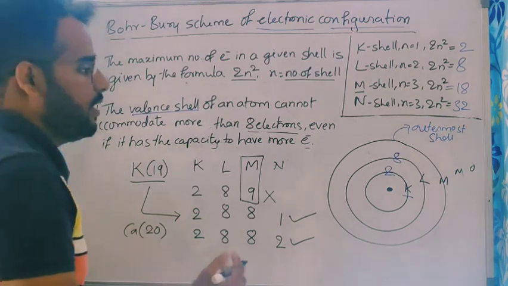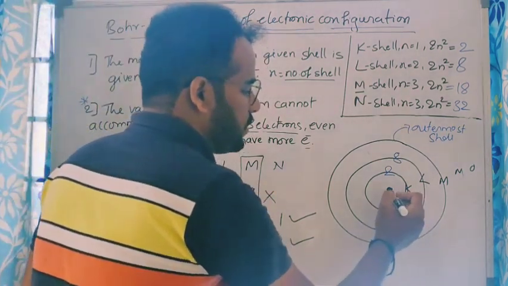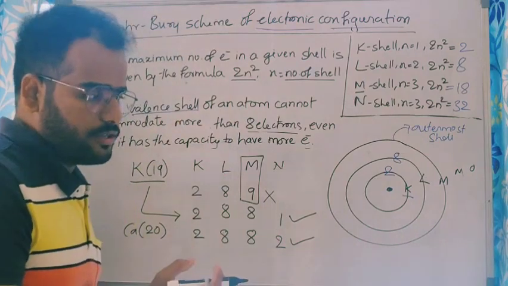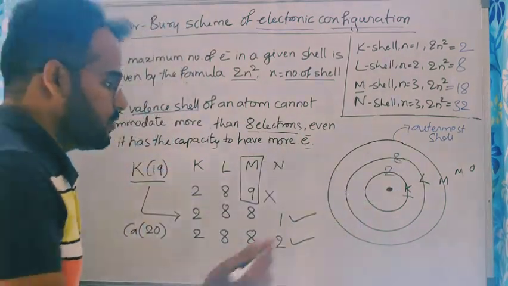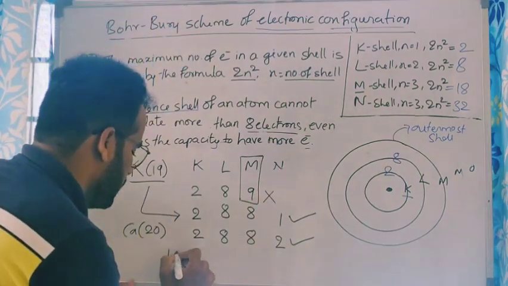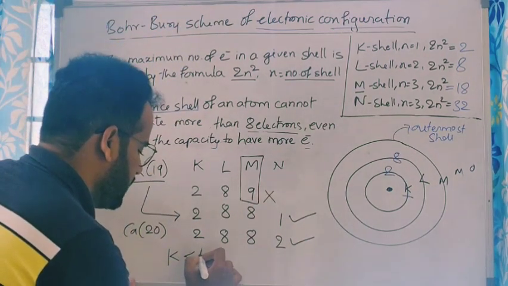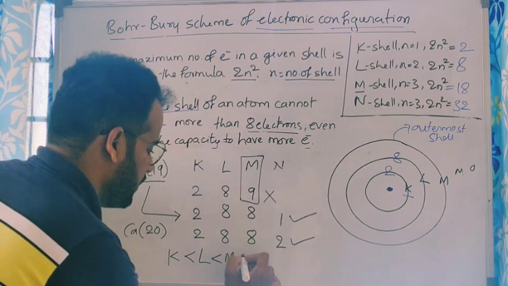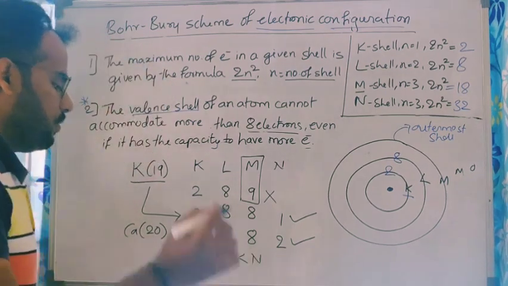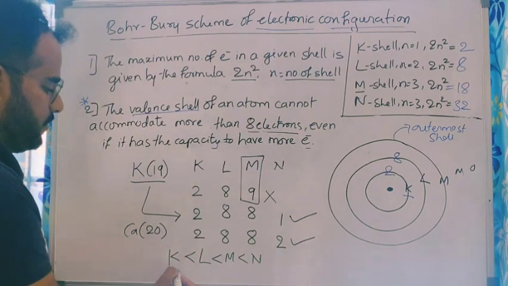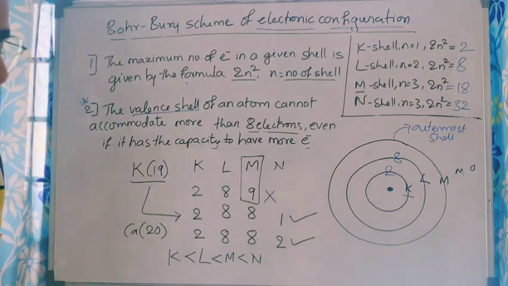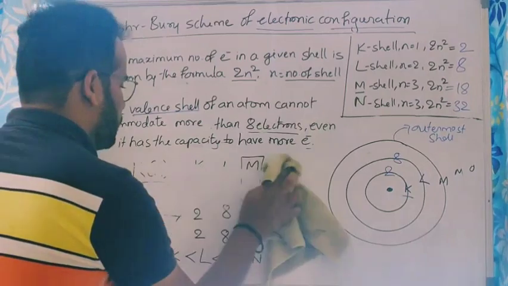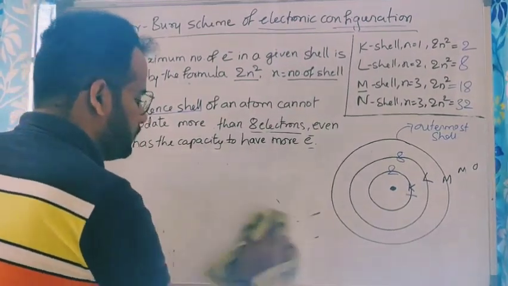Also here you should know that the shell which is near to the nucleus will have the lower energy. Shells or orbits, they are also called energy levels. So always the order of energy level is K less than L, less than M, less than N. So you always fill the lower energy shell first, then you keep on filling the next shells.